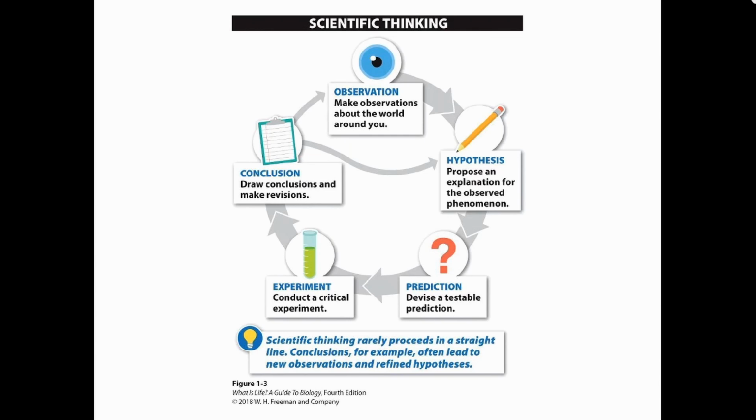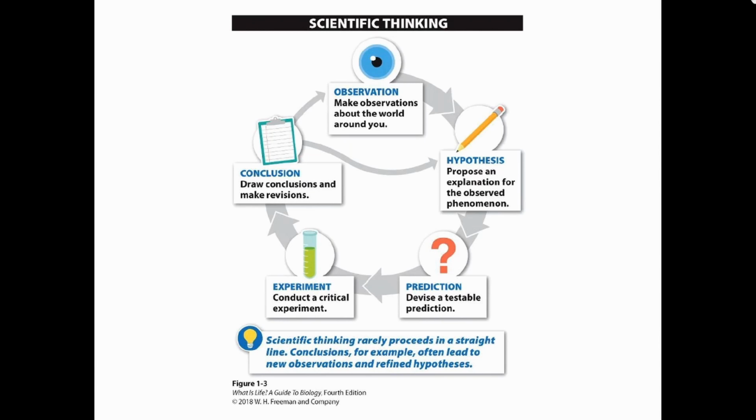Unfortunately, for a lot of people, this is where they stop. But as scientists, we can't stop here. We need to take that hypothesis and put it to the test. So we have our hypothesis, our proposed explanation, our kind of educated guess of what we think is happening or why we think something's happening. And we form a prediction. Our prediction is something that is testable. And since it's testable, we then go on and put it to the test.